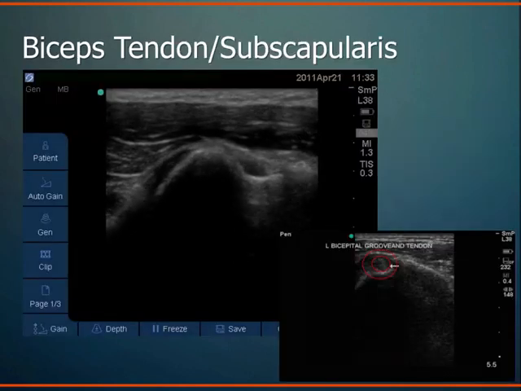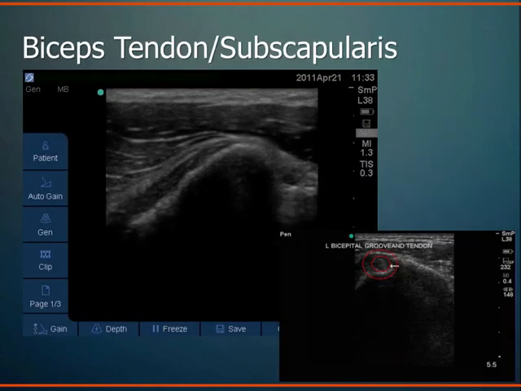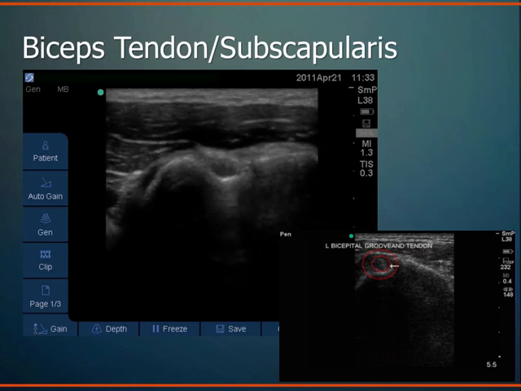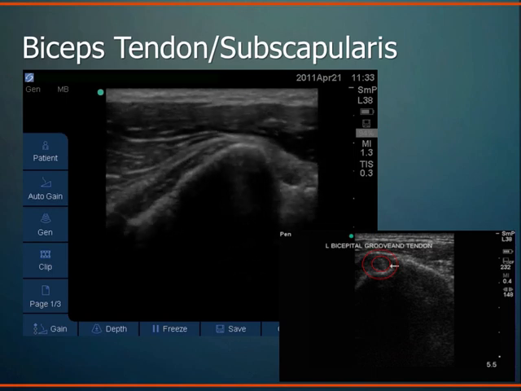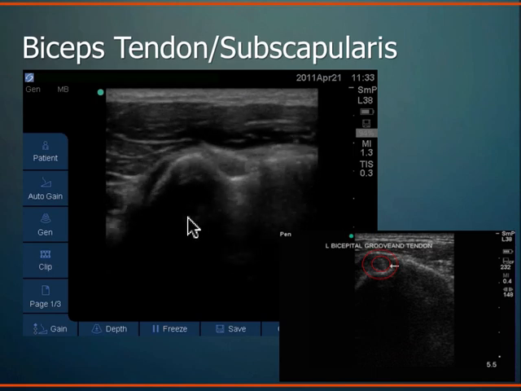So this is the biceps tendon. This is a short axis view of the long head of the biceps tendon as it comes up through the bicipital groove in the shoulder. So this is the humerus, and this is the bicipital groove between those humeral tuberosities. And the biceps tendon sits right in this little groove here. And it's a very easy thing to image, and we'll show you guys that during the practical component. It's a very, very easy way to identify that biceps tendon.